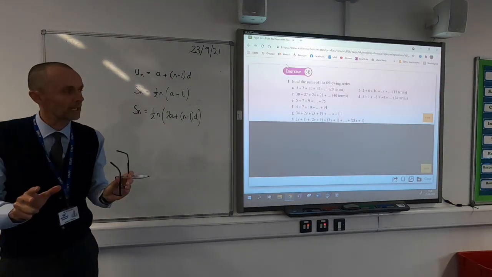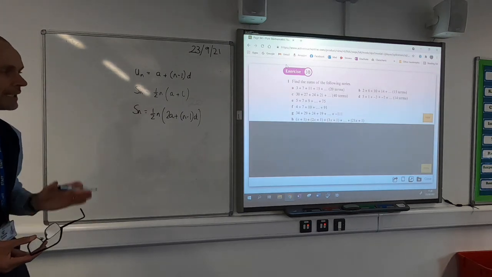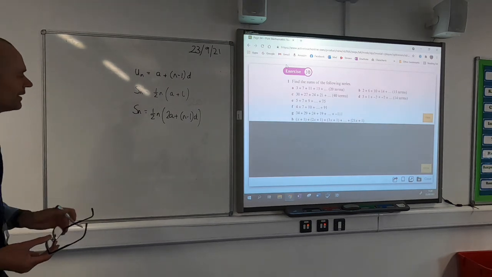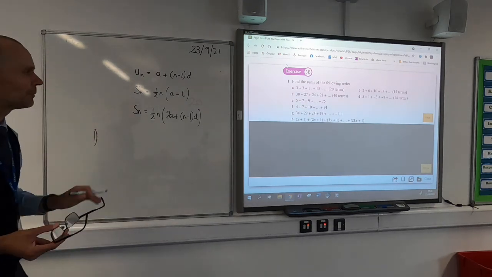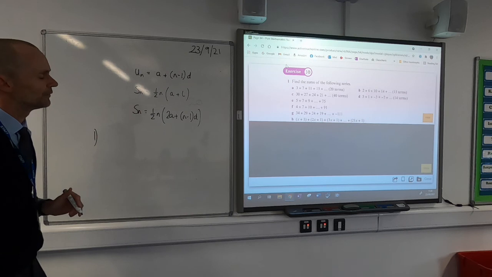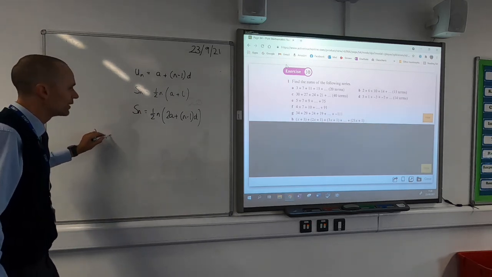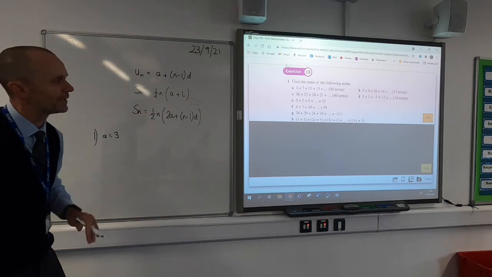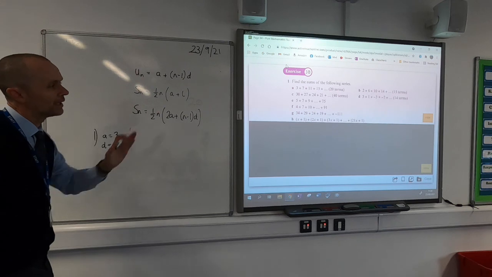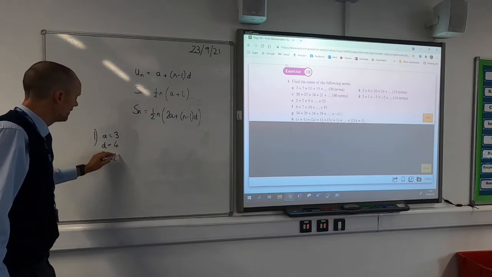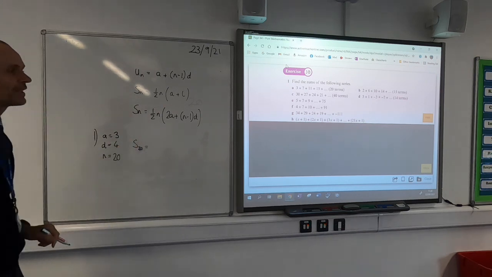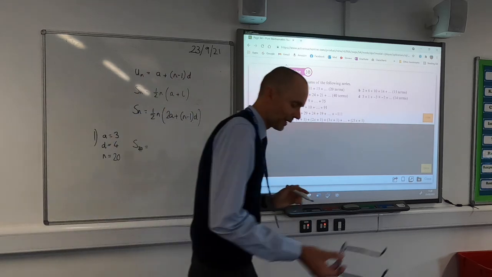So let's just very quickly practice doing that for a couple of sequences. If we just do 1a and b. In question 1, I'm going to start by writing out the bits I need, the parameters of the sequence. So a, the first term, is 3. I can see it's an arithmetic sequence, and I can see the jump is 4. That's d. And I'm told there are 20 terms. So can I just get you to find the sum of the first 20 terms of that sequence, and then do the same for part b, just very quickly.